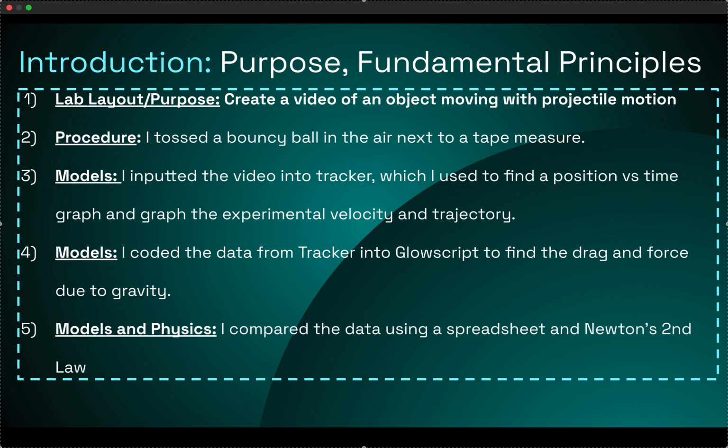The purpose of the lab was to create a video of an object moving with projectile motion. To do this, I tossed a bouncy ball in the air next to a tape measure. I inputted the video into Tracker, which I used to find the position versus time graph and graph the experimental velocity and trajectory of the object. For my models, I coded the data from Tracker into GlowScript to find the drag and force due to gravity, and then I compared the data using a spreadsheet and Newton's second law.